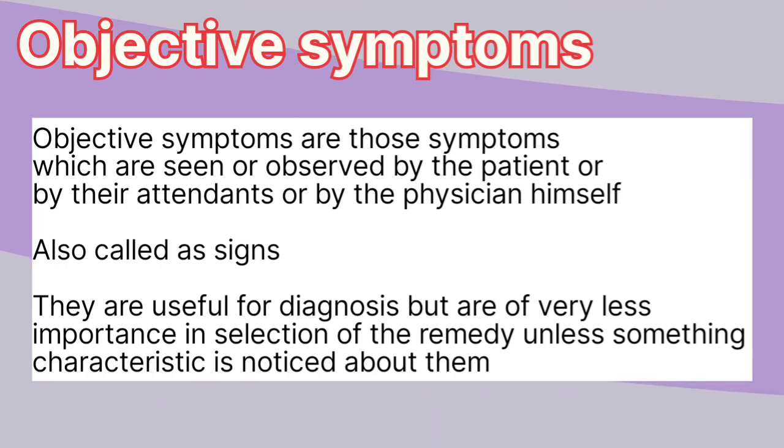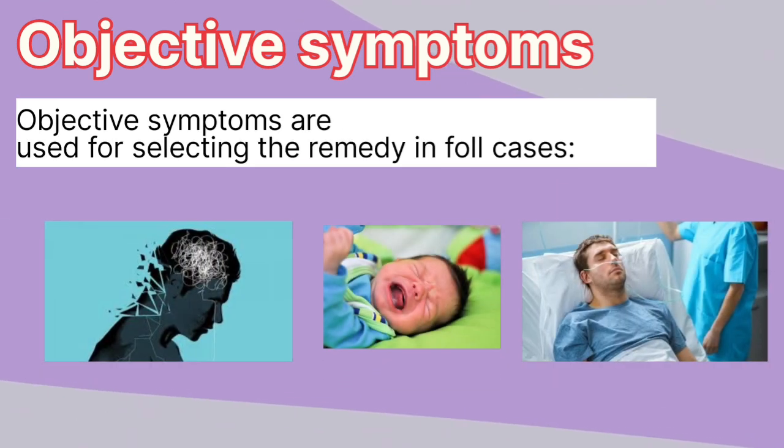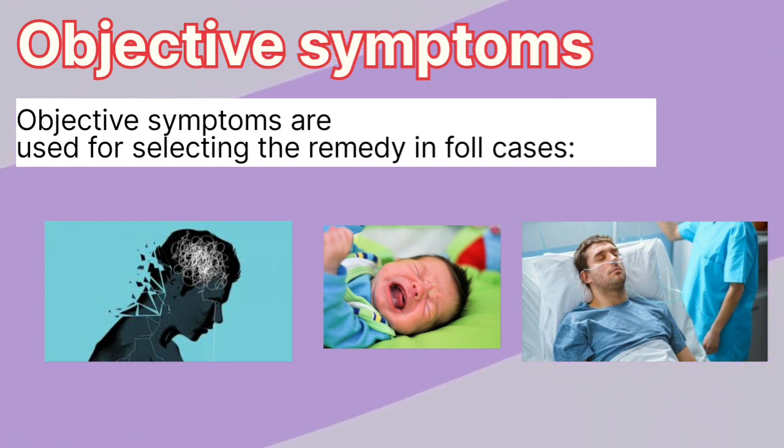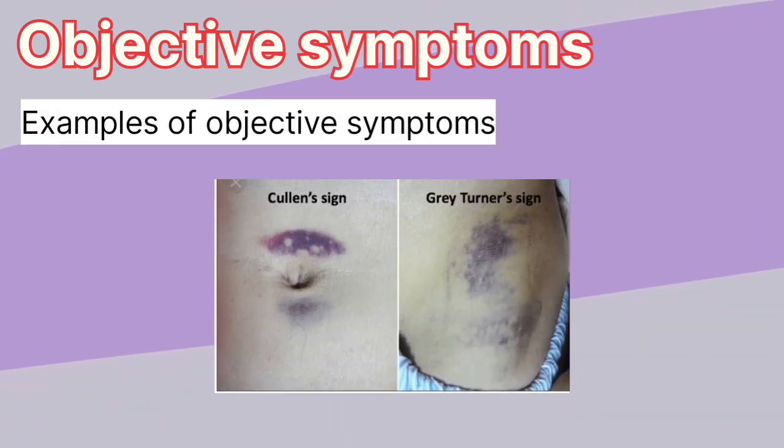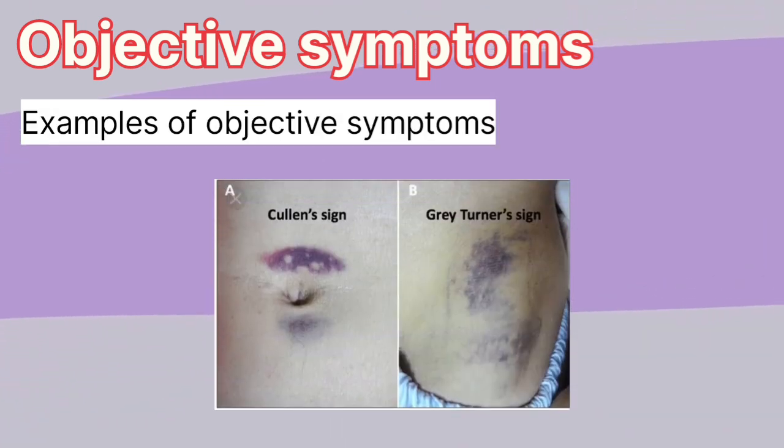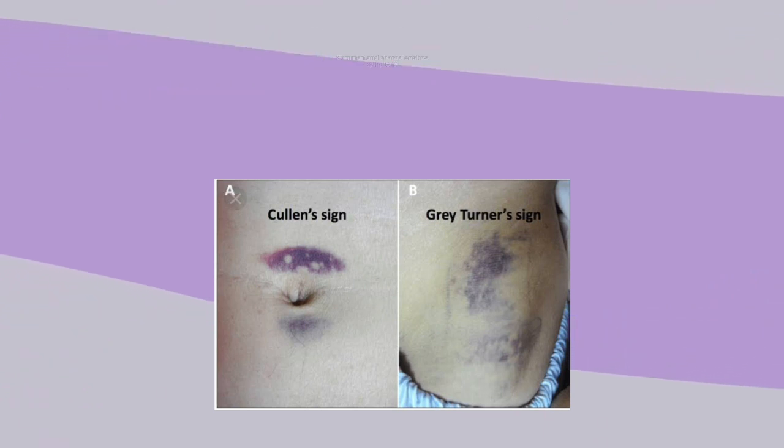These signs or objective symptoms are usually seen at later stages of the disease and often are the end products of the disease. However, such signs can prove useful for selection of the remedy in cases of infants, psychiatric cases, or unconscious patients where it becomes difficult to get subjective symptoms, or in cases of severe pathological diseases where the main goal of treatment is palliation. A few examples of objective symptoms are the Grey Turner sign or Cullen sign in the case of pancreatitis, etc.